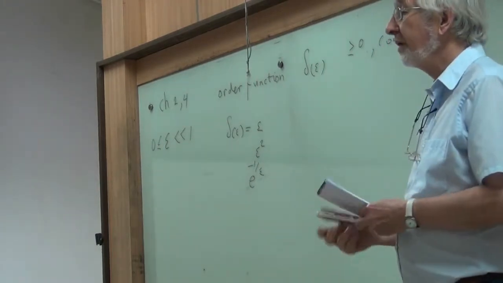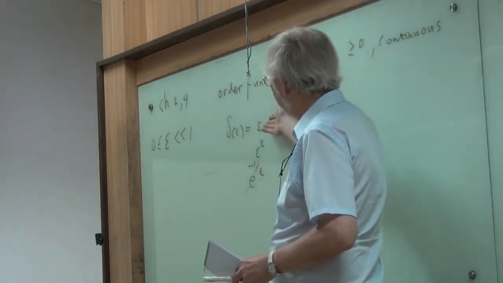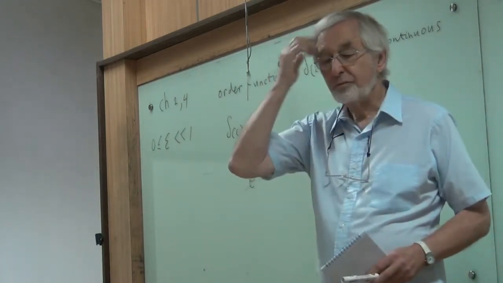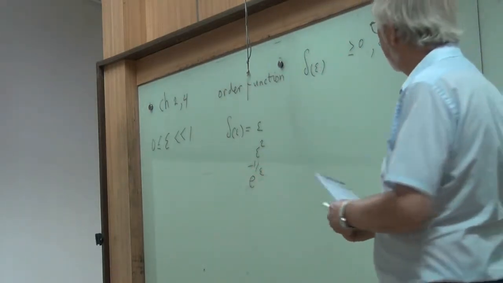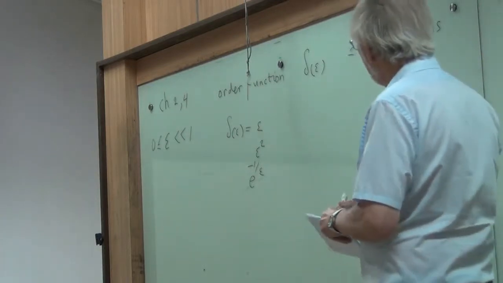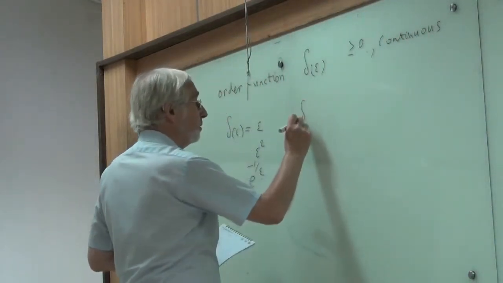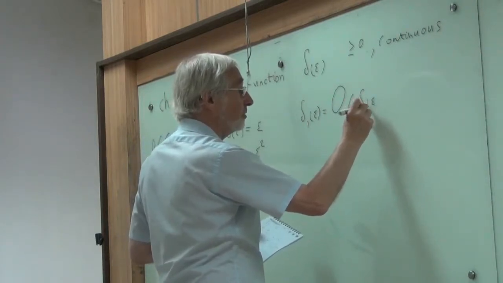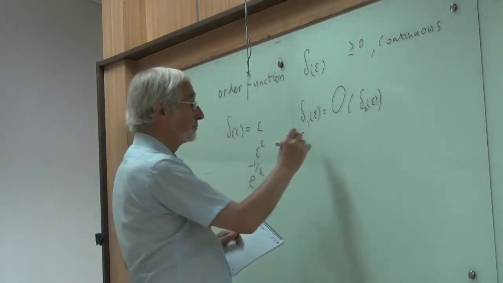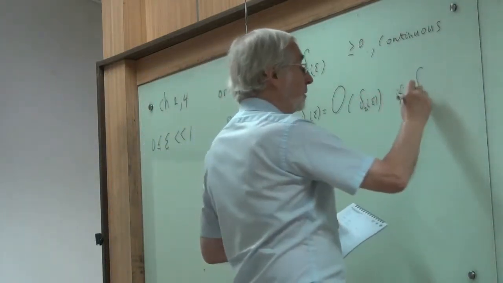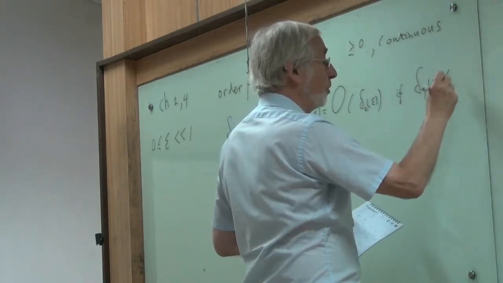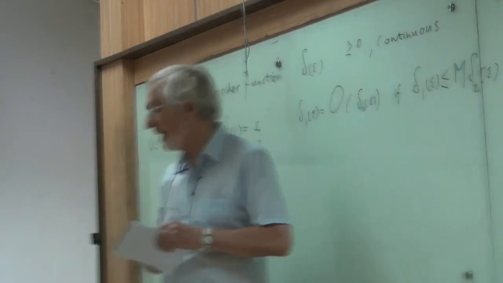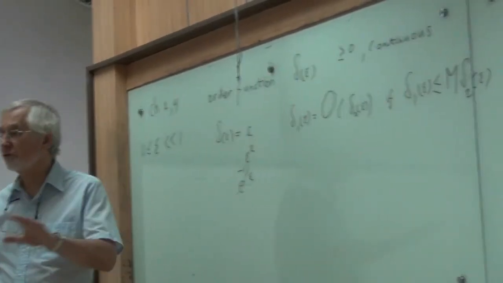And now, when you say that something is of size epsilon, or size this, or exponential, then you want to say that something is smaller or larger. So we have the order symbol. And the order symbol says this. One order function is large O of another order function if delta 1 epsilon is less than or equal to m times delta 2 epsilon, where m is a positive constant, which of course is not dependent on epsilon.